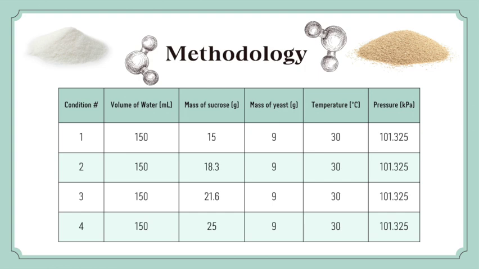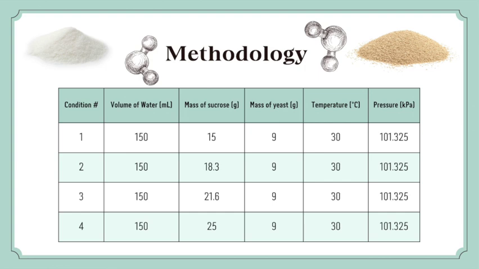We weighed out 15, 18.3, 21.6, and 25 grams of sugar for each bottle, creating different concentrations. We then measured 9 grams of yeast for each bottle, maintaining consistency across all trials to isolate sugar concentration as the variable. Next, we added 150 ml of water to each bottle, creating a solution that facilitated fermentation.